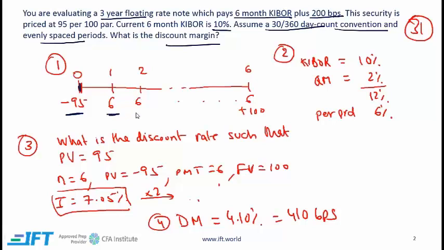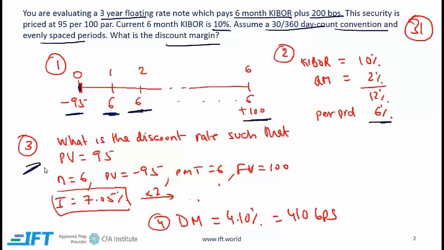Step 2 is figuring out the coupon payment. Assuming that CIBOR remains at 10%, and that also is a simplifying assumption that we make in this reading. So CIBOR is 10%, the quoted margin is 200 basis points, which is 2%. So the overall annual rate is 12%, but this is a semi-annual security. So per period, the payment is 6% of 100. That's what gives us 6. So the payment is 6 all the way through till the end of year 3. And then the par value of 100 is returned.